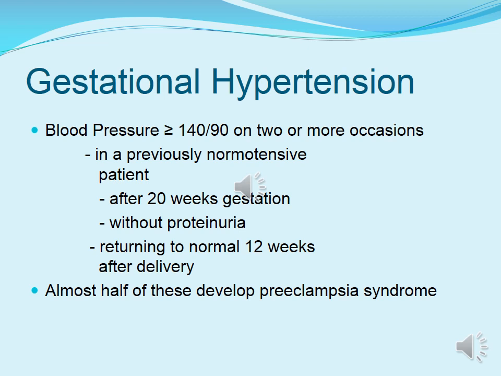While what we mean by gestational hypertension is a blood pressure equal to or more than 140/90 millimeters of mercury on 2 occasions, 4 to 6 hours apart, in a previously normotensive patient. Usually it occurs after 20 weeks of gestation, doesn't associate with proteinuria, and returns to normal within 12 weeks after the delivery. Almost half of these patients develop preeclampsia syndrome.